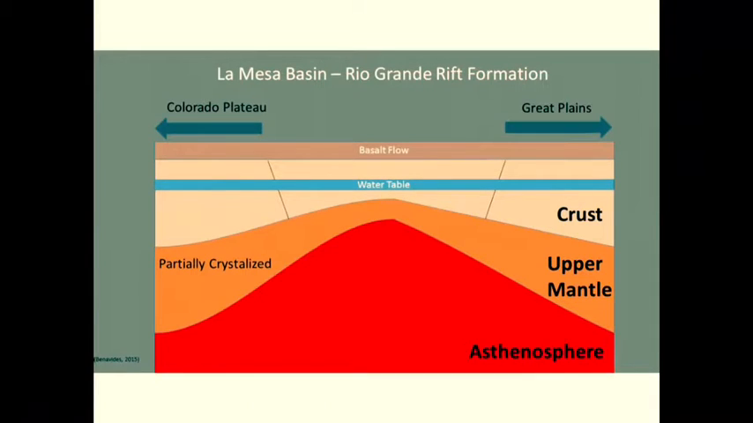This slide illustrates the Rio Grande Rift formation. You have the Colorado Plateau pulling one way, the Great Plains Plate pulling another, an increase in the thinning or depleting of the crust, and rising of the mantle, coming closer to the surface. This is producing some volcanic activity in the area, which has produced these basaltic flows and has blanketed the La Mesa region.